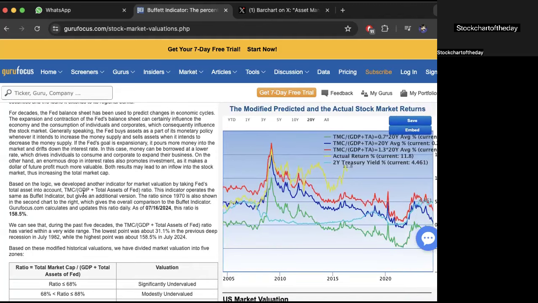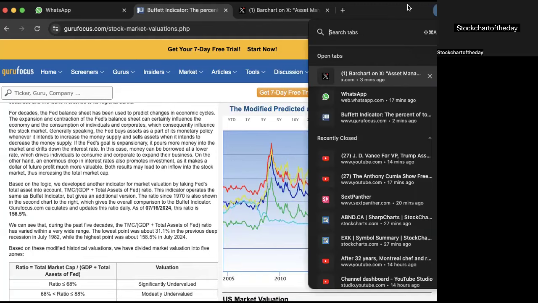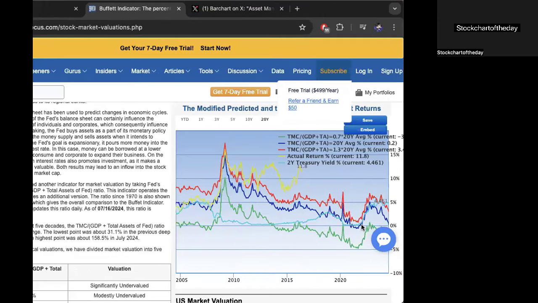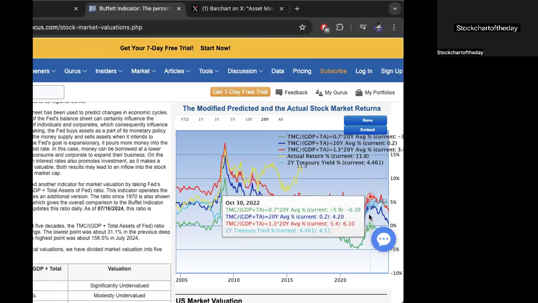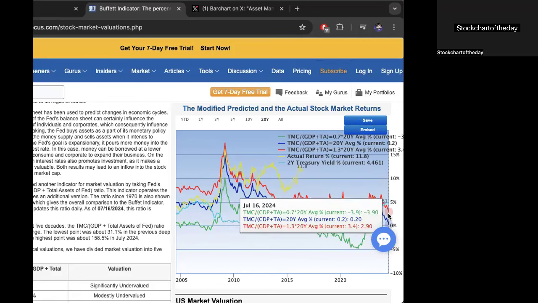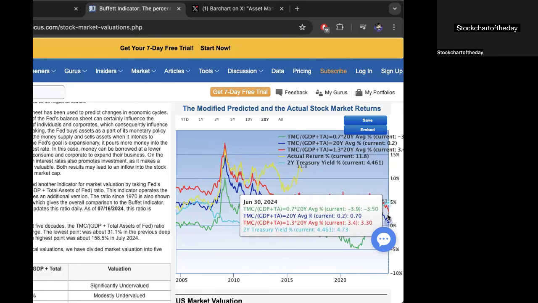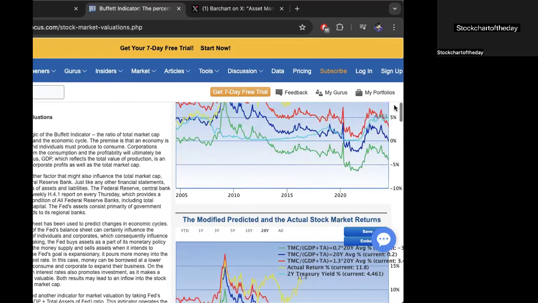And you can see here's the predicted returns going forward for this sort of thing. You can see that right now the red number is the 20-year average, and the current. So the current 20-year prediction is that the market's going to return negative 0.35% a year. So that just tells you what happens.